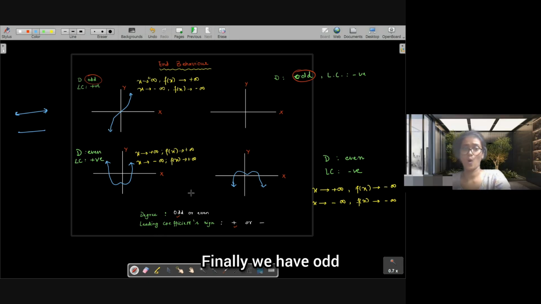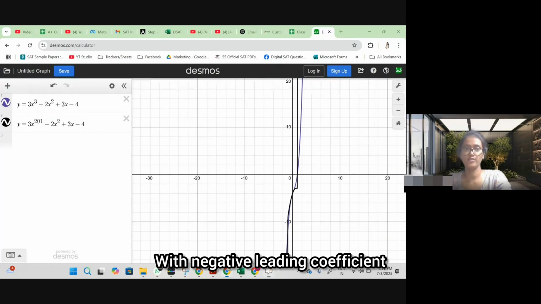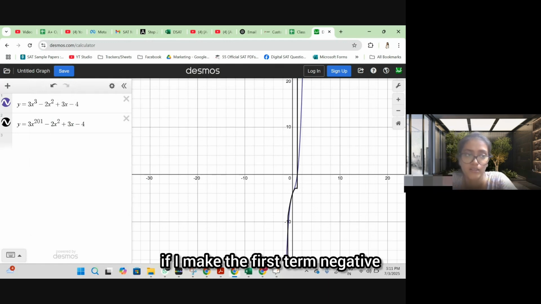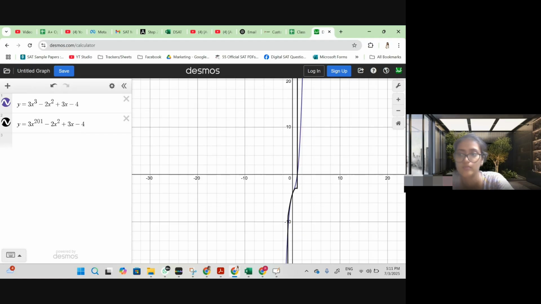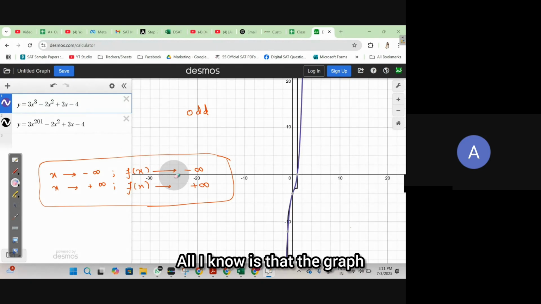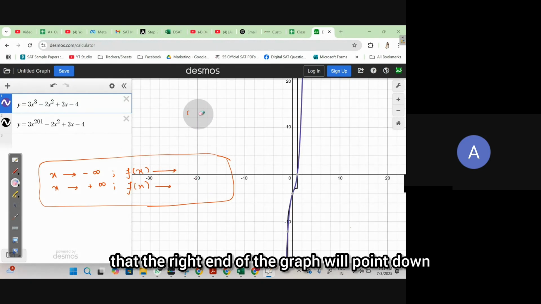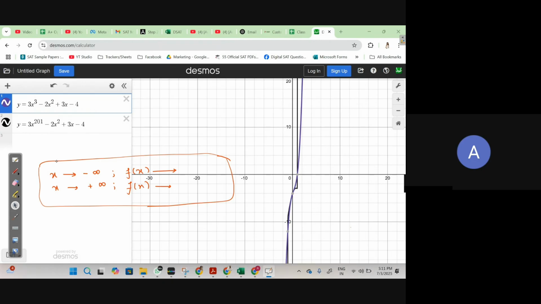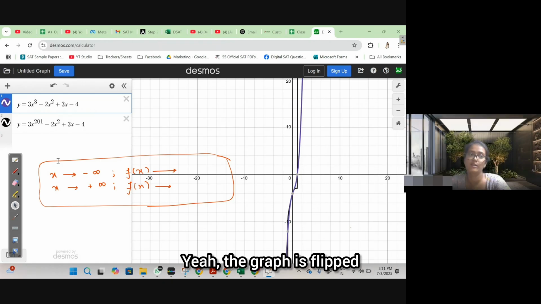Finally, we have odd with negative leading coefficient. So what do you think will happen if I make the first term negative here? All I know is that the right end of the graph will point down, and then the left end would point up. It's like the opposite, they're flipped. Yeah, the graph will flip.